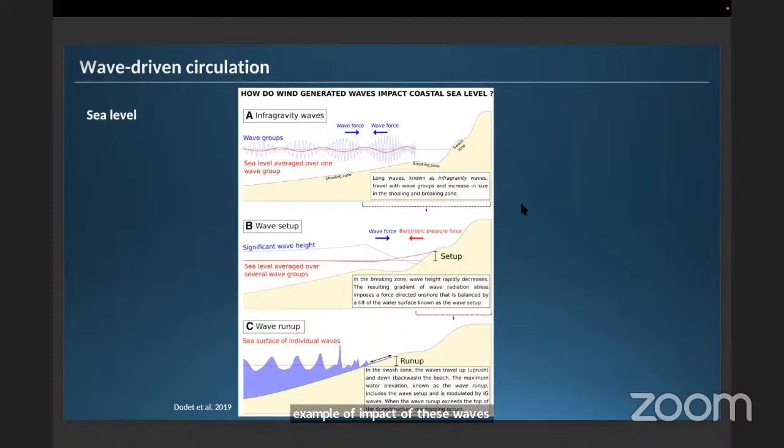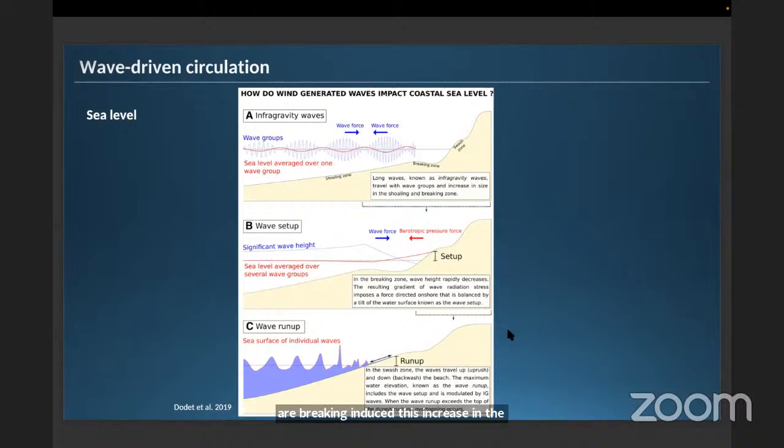Then we have an impact that is named the wave setup, which is associated with the fact that in the breaking zone, wave height rapidly decreases, and the resulting gradient in the radiation stress of waves imposes a force that is directed onshore. This is the blue arrow on the sketch, which is balanced by a tilt of the water surface, the red line over there, named the wave setup. So the fact that waves are breaking induces this increase in the surface elevation at the coast.